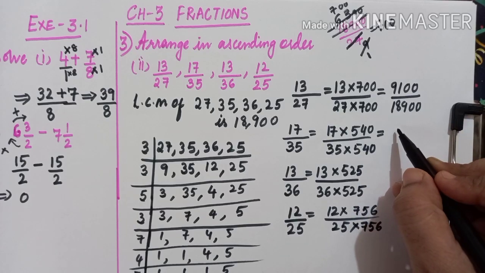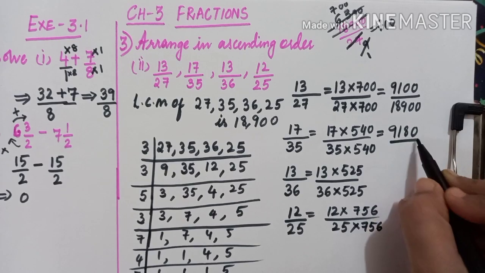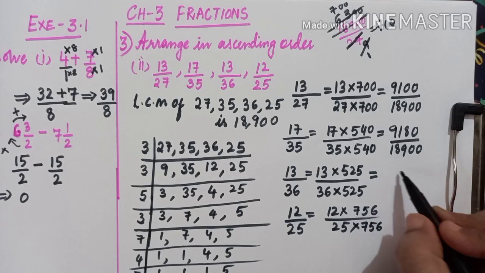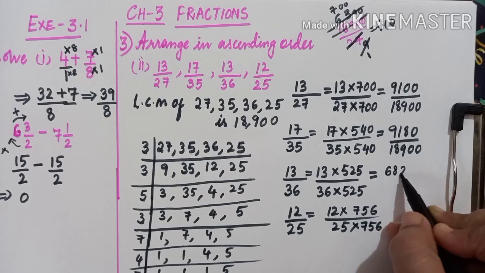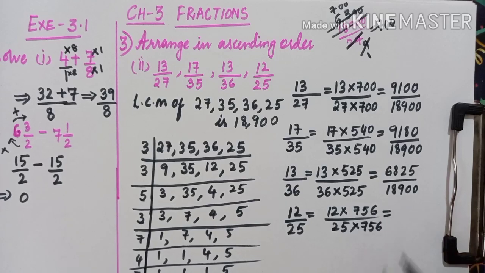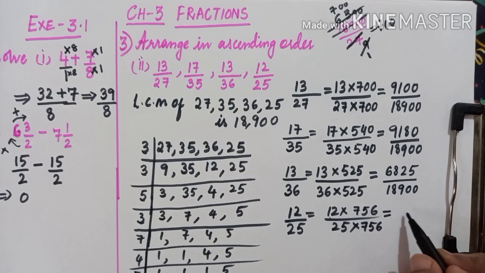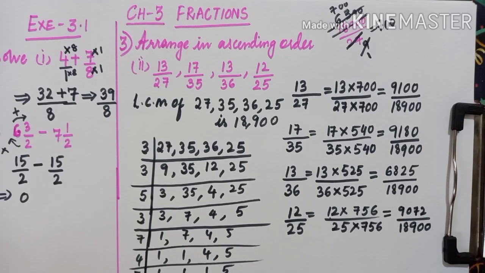Now 17 into 540, it will be 9180 divided by 18900. Then 13 into 525 will be 6825 divided by 18900. Here also, 12 into 756 will be 9072 divided by 18900. Now all the denominators are same.